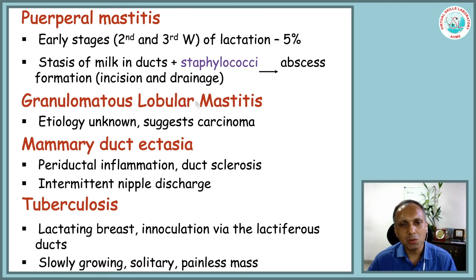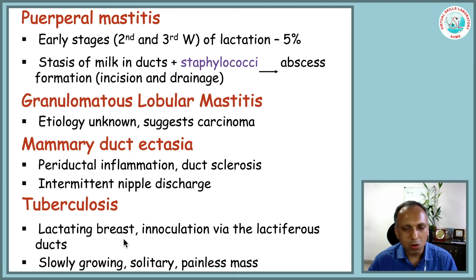Now, there is a condition known as granulomatous lobular mastitis. The etiology of granulomatous lobular mastitis is most often unknown, and it is known as idiopathic granulomatous mastitis. The importance is that it may also present as a palpable lump or a radiological density suggesting a carcinoma. Another condition, I'll be going into more details of this condition, is mammary duct ectasia, which can also present as a nipple discharge or a painful breast lump.